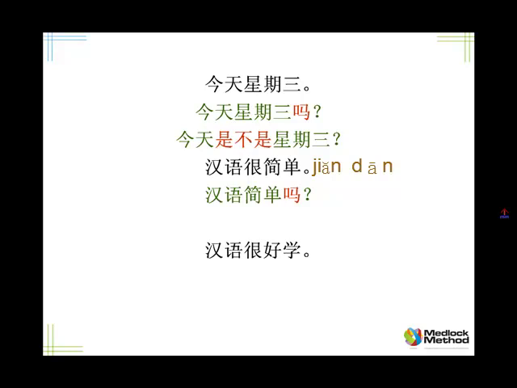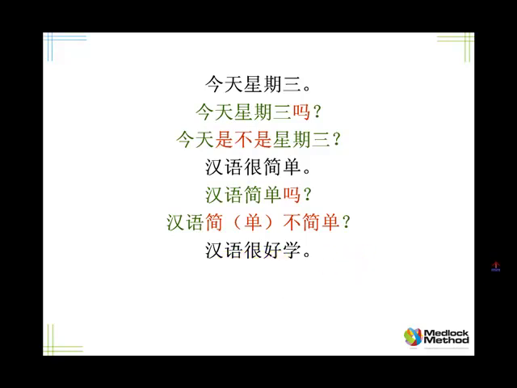So that would be 汉语简单不简单。Sometimes we make it even simpler, you know, because 简单不简单, so many words, so we just forget about 单 here. You can simply say 汉语简不简单。Forget the second word. Okay, good. I like that. The fewer words, the better. And next statement is 汉语很好学, very easy to learn.